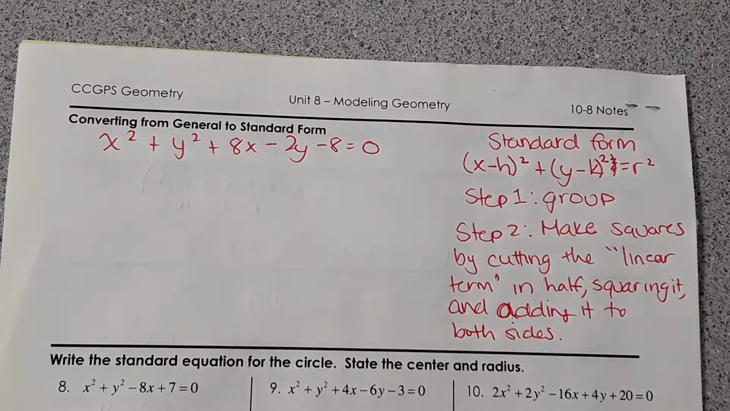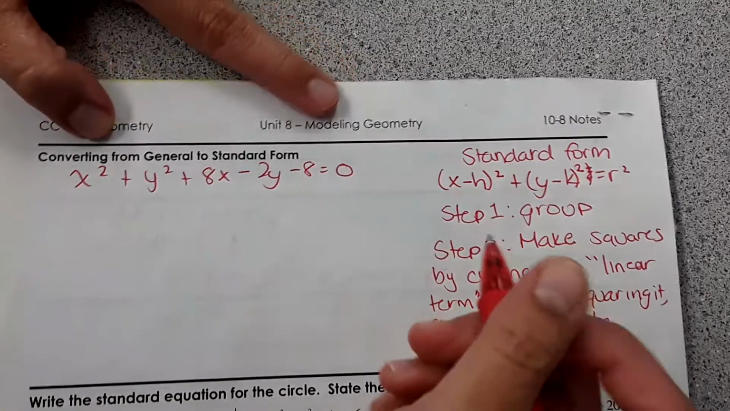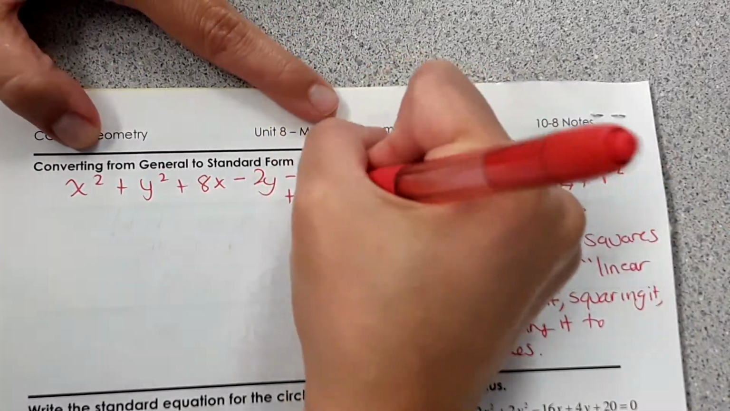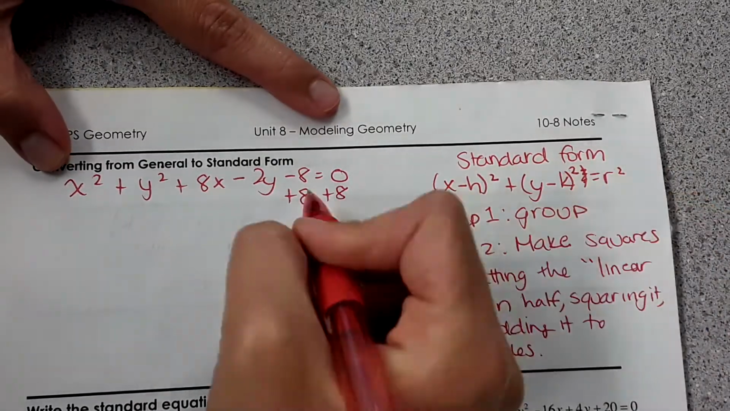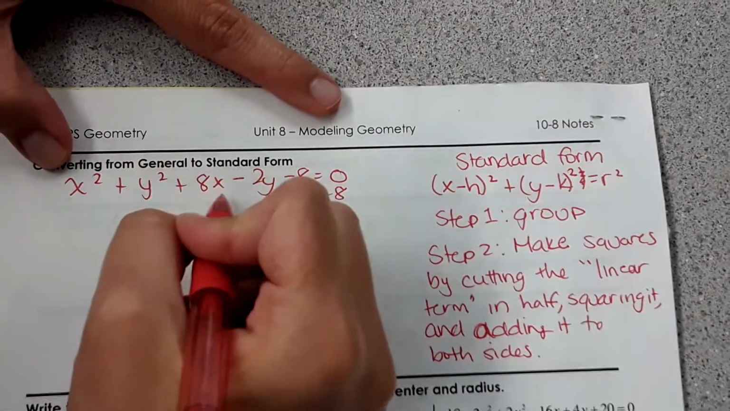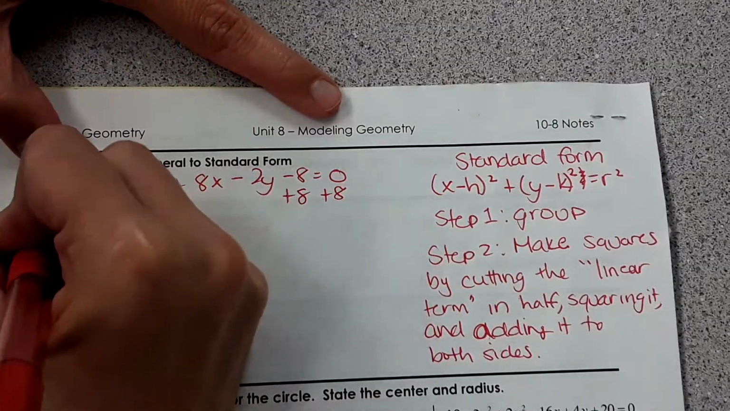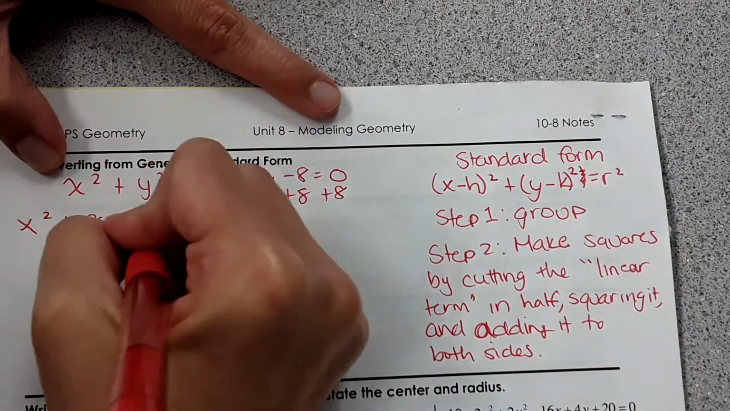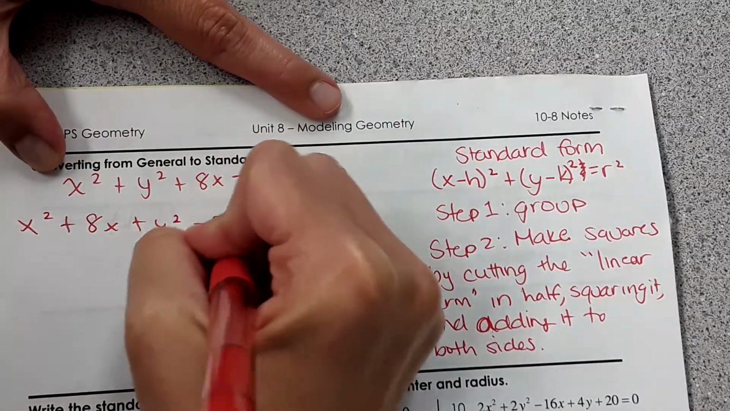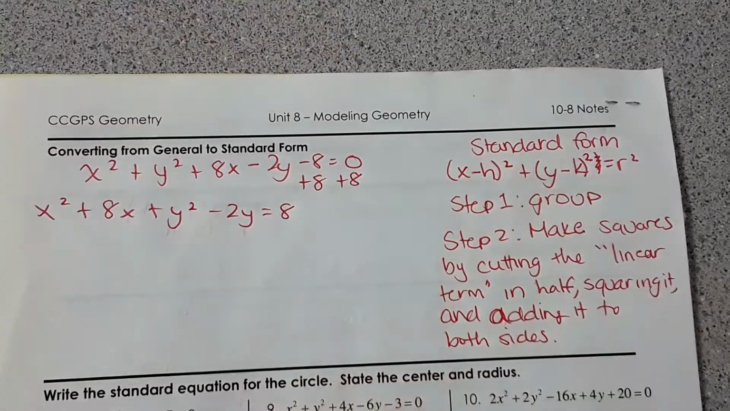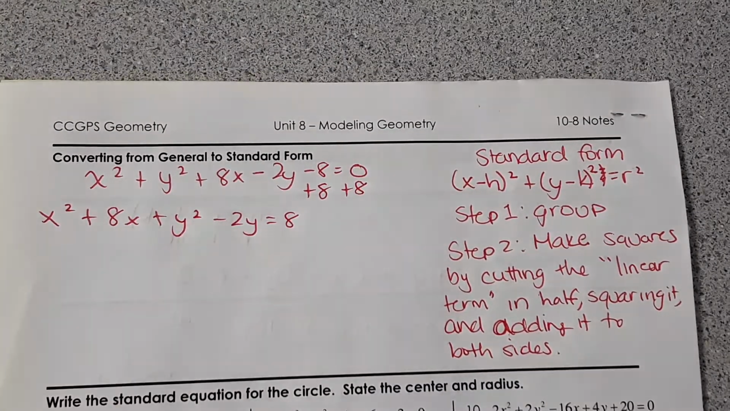Okay, so step 1, we're going to add 8 to the other side. And then we're also going to group it. So we're going to put x's with x's and y's with y's. So x squared plus 8x plus y squared minus 2y equals 8. So we put our x's together and our y's together.